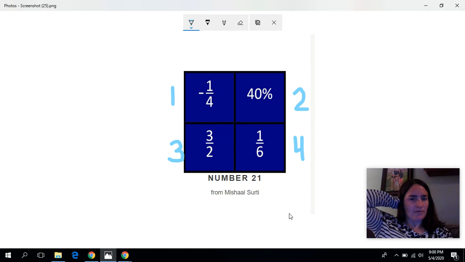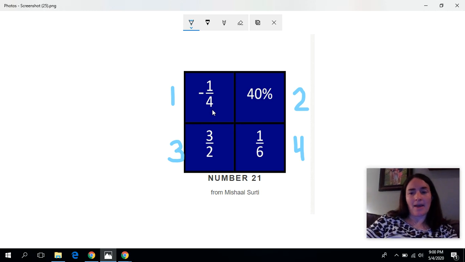All right, if you're ready and you've thought of all these different numbers and how they don't fit with the other three, we'll go ahead and get started. So number 1 stood out to me right away because I noticed it was the only number that is negative. So negative 1/4 does not fit with 40%, 1/6, and 3/2 because these are all positive numbers, whereas this is a negative. So that's why I thought number 1 didn't belong. You may agree with me, or you may have a different way of looking at it. Go ahead and share with someone around you if that's the case.